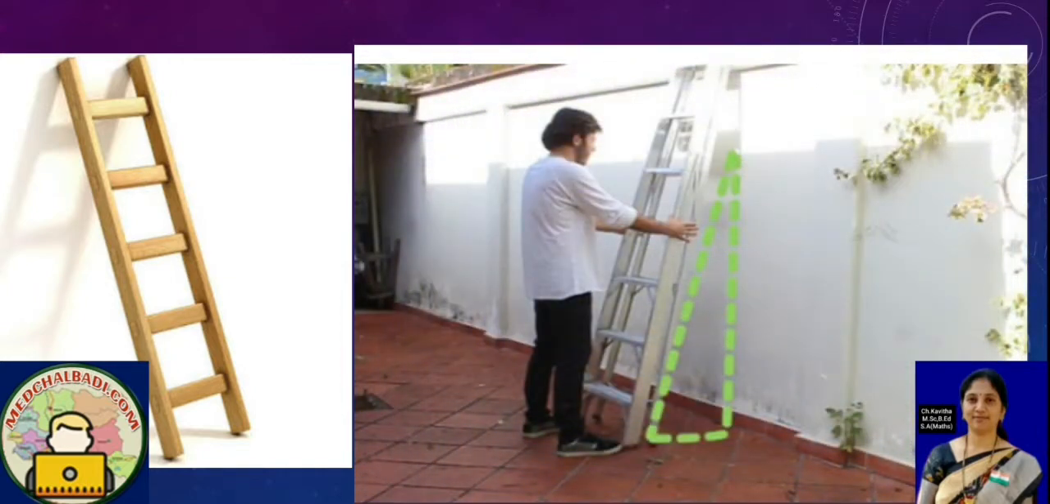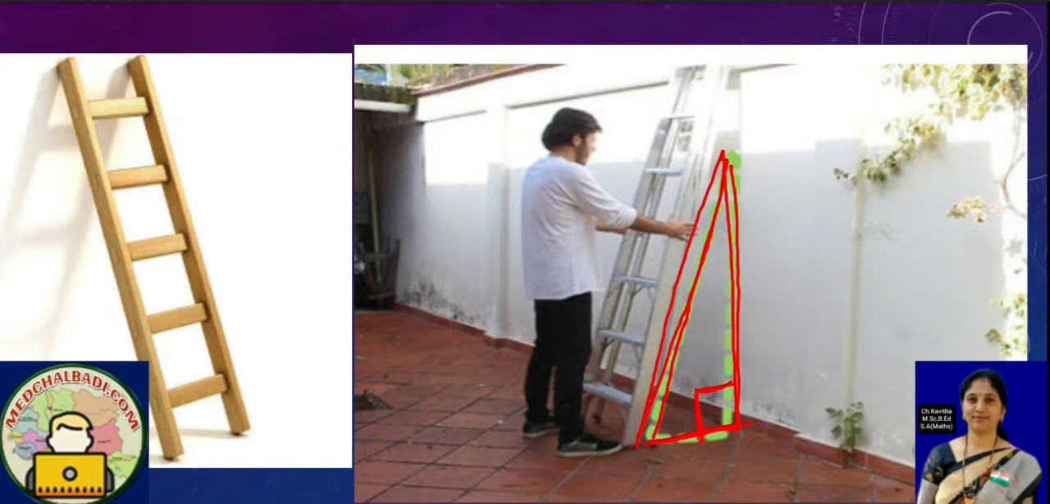Okay, now this is the ladder picture. Generally we place a ladder against the wall in this manner. Just see here, when we place a ladder against the wall, we have the ladder, the wall, and the ground. This is the ladder, this is the wall, and this is the ground. They form a right angle triangle. Since the wall makes a 90 degrees angle with the ground, we get the 90 degrees angle here.